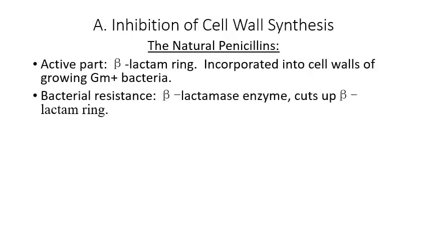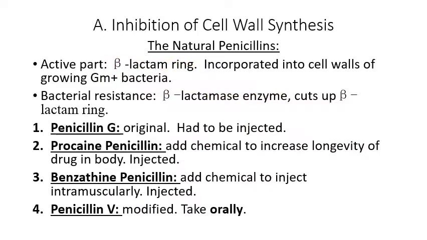Okay, so as we said, the active part of the original penicillin is the beta-lactam ring, and it gets incorporated into the cell walls of gram-positive bacteria. Bacterial resistance: they make an enzyme called beta-lactamase, which cuts up the beta-lactam ring and destroys it.